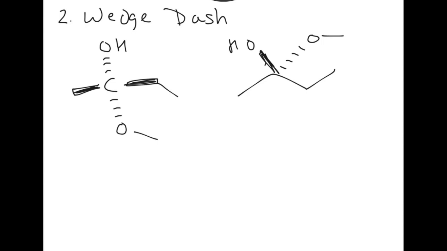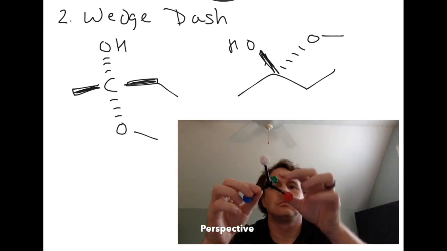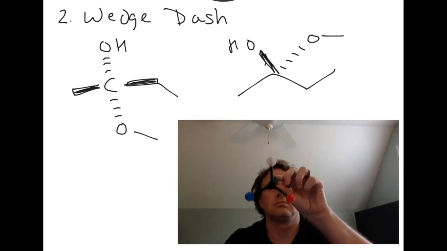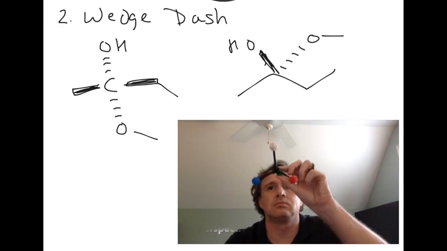So what you're basically doing in the wedge dash version of a molecule is you've taken the molecule and tipped it back, right? So instead of the methyl and the ethyl being in plane, you've taken it by the oxygen, by the OH, and pushed it. So now the OH and the methoxy are both pointing back. And then the wedge and the dash, the methyl and the ethyl, are pointing out away from you.